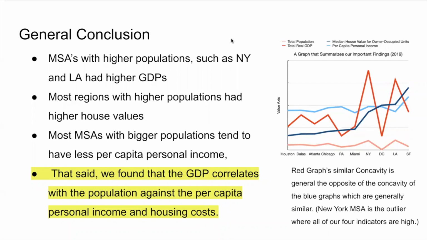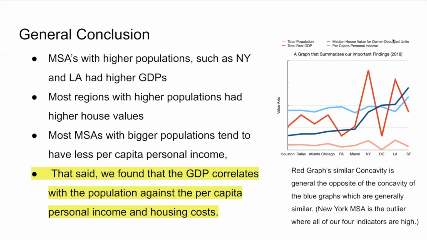We also found that most regions with higher populations had higher house values as well. This is due to the housing supply shortage that can't accommodate all of the big populations. Thirdly, most MSAs with bigger populations tend to have less per capita personal income. And this is due to the division of the GDP over the big population. That said, we found that the GDP correlates with the population against the per capita personal income and housing costs.